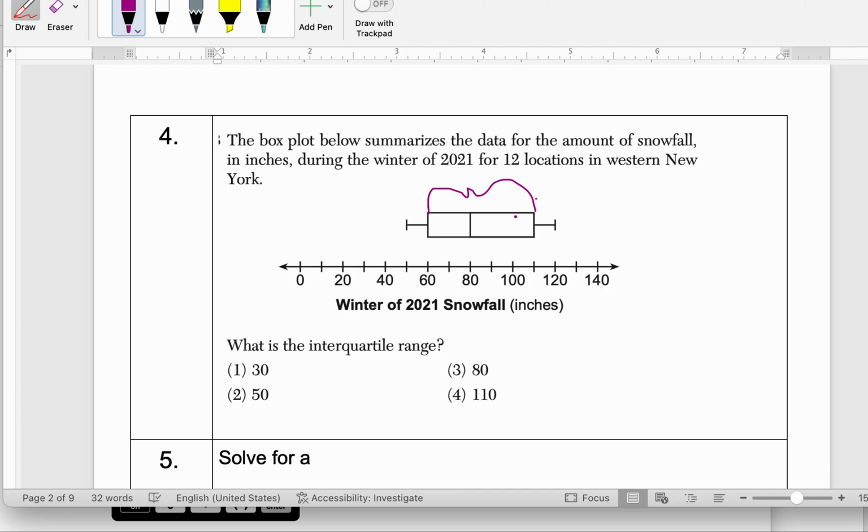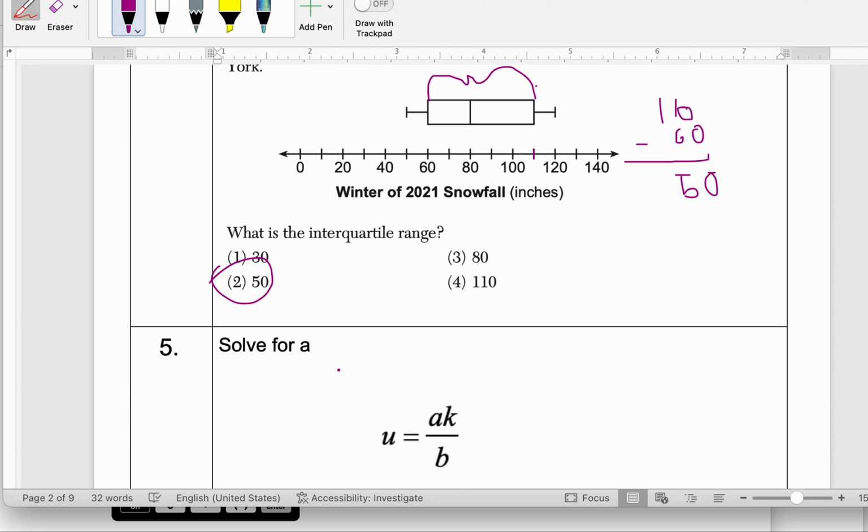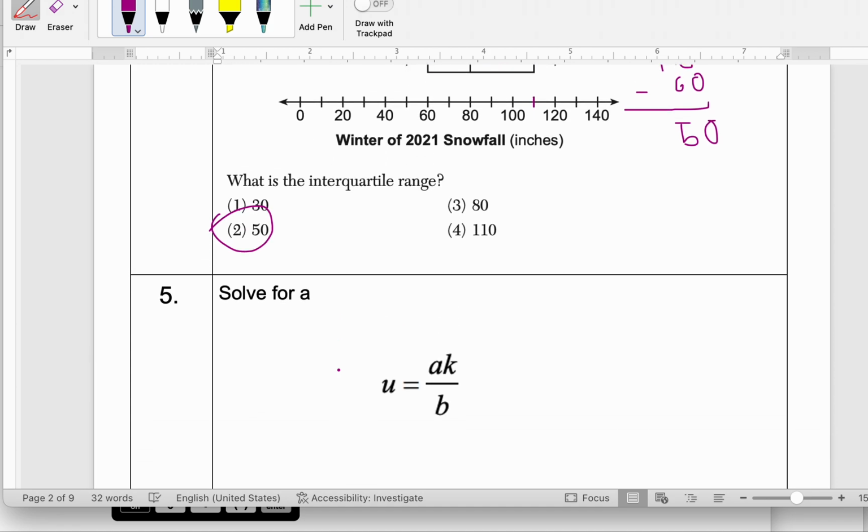Okay, which from here, this is 110, and this is 60. So we have 110 minus 60, which is 50. Sorry that my handwriting is not great. This is my first time using a stylus on the trackpad of my Mac, so it's a little sloppy, but we'll get through it.